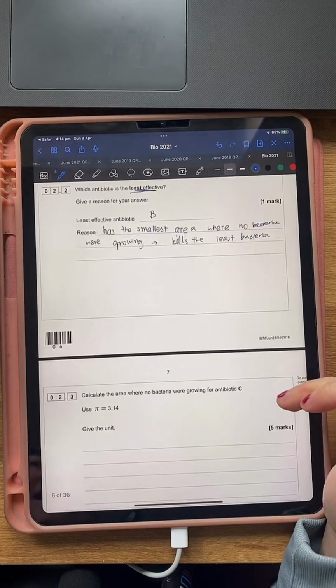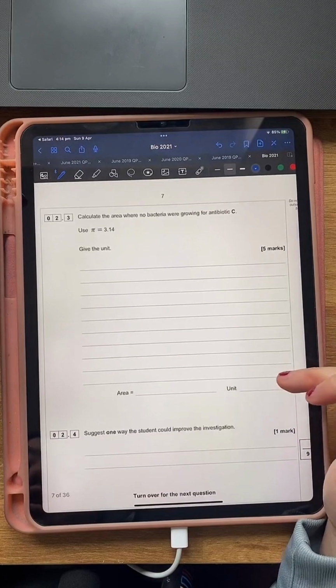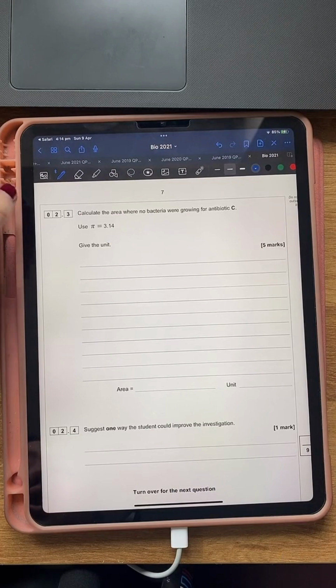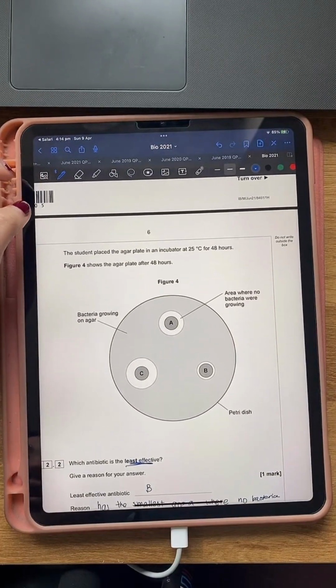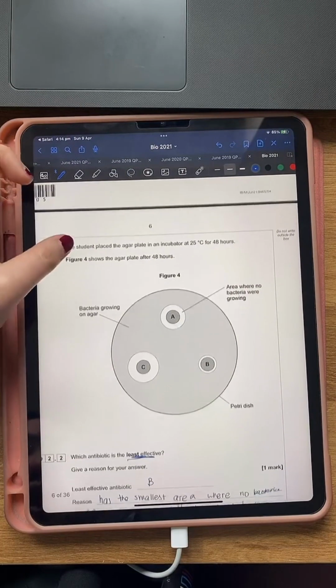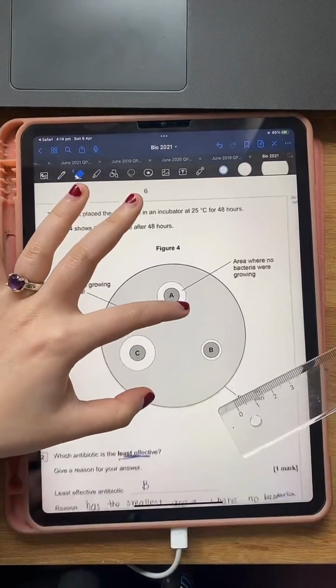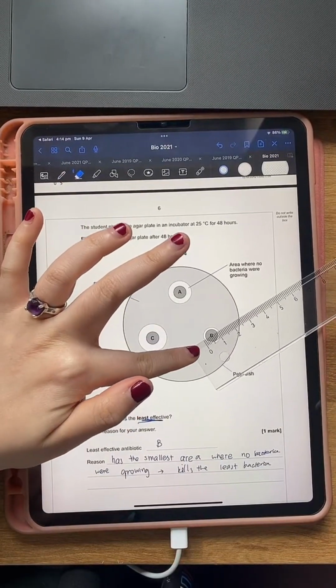So 2.3, calculate the area where no bacteria were growing for antibiotic C. Use pi equals 3.14, give the unit. Okay, so do we have any? Okay, so you're gonna need to measure this. I think I have a ruler. Oh yeah. I am on my iPad though, so it will be a little bit incorrect. That's around 1.1. Wait, what are we looking for? Antibiotic C.